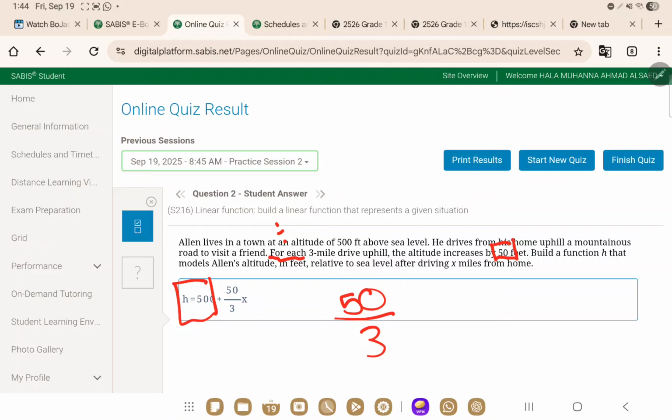Now we need to make a function h that models Alan's altitude in feet relative to sea level after driving x miles. So if it's for each 3 miles, we need it for x miles. So it's 50 by 3, so 50 for each 3, x plus 500. Now why plus 500? Plus 500 because we already started at an altitude of 500 feet. So what they want you in this question is to fill out 50 by 3. All this question is asking is if you know how to read.